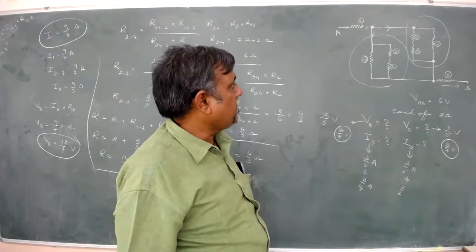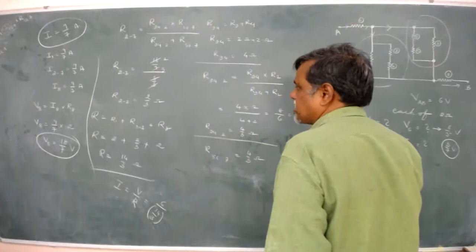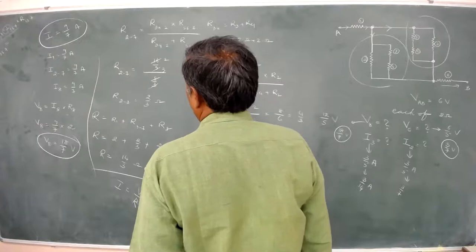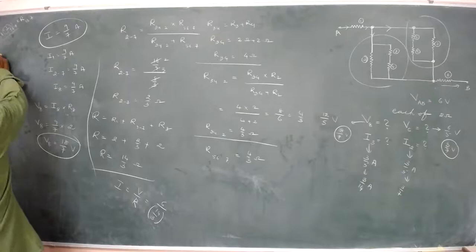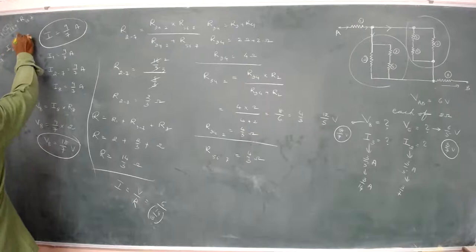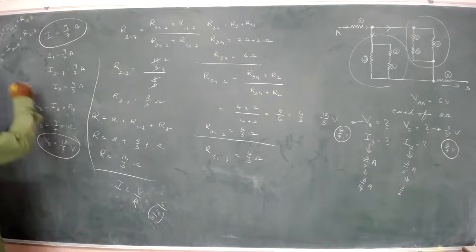Potential in between those two points. Okay, potential between 2 to 7, did we ever write? No. We have to find out that. That will be the potential across this. Potential between 2 to 7 is the current through 2 to 7 into the resistance. Okay, what is the current between 2 to 7?